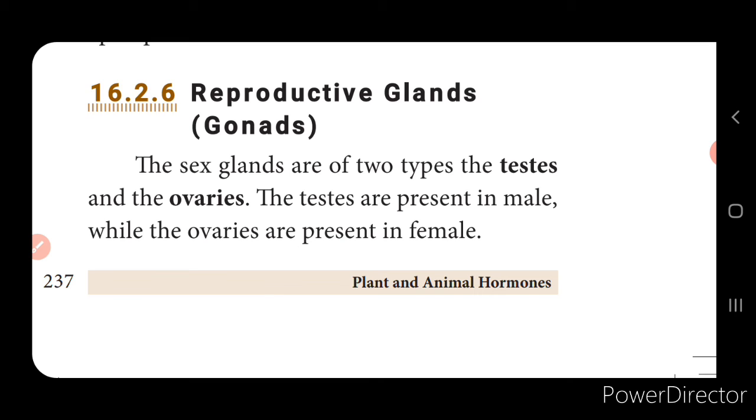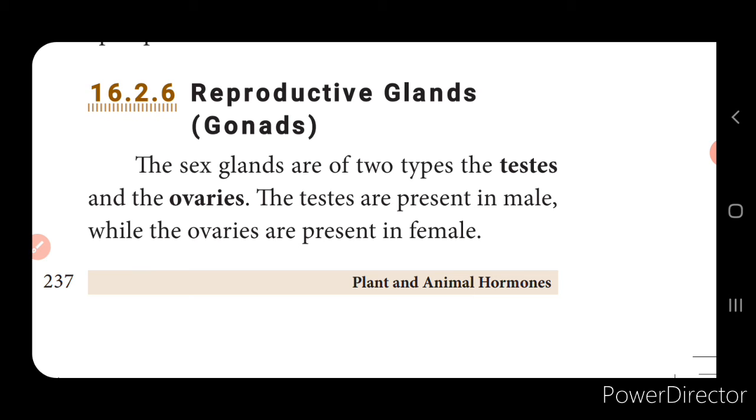The next one is the ovary, and the ovary is present in the female gonads. If you see the secretions, there are two important ones, estrogen and progesterone. Estrogen is produced by a follicle called the Graafian follicle, and progesterone is produced by the corpus luteum. Both are formed during the ovulation period, you can say.